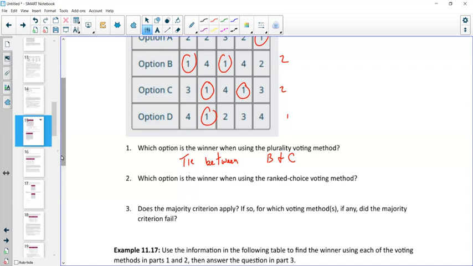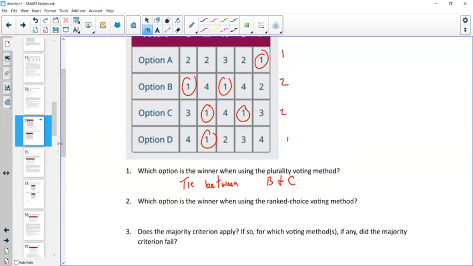Which option is the winner when using ranked choice? Okay, so if we eliminate A, that means this becomes 1, 2, and 3, and that means B has 3, and B wins.